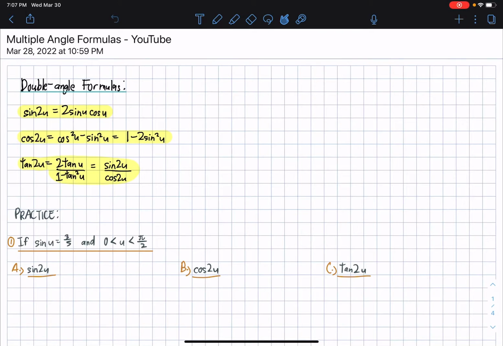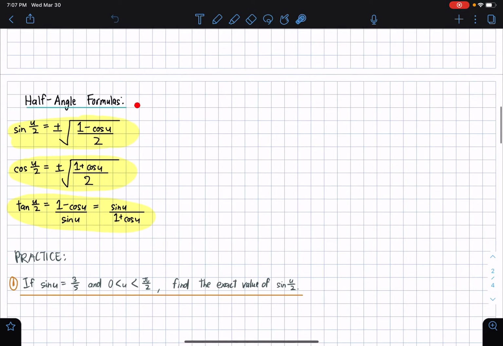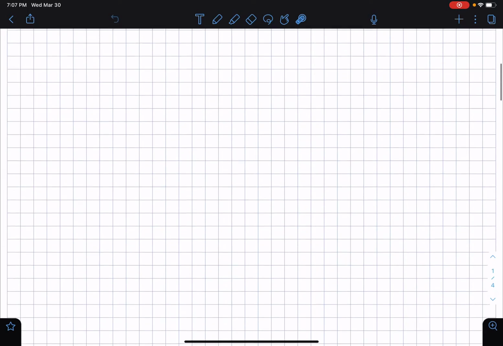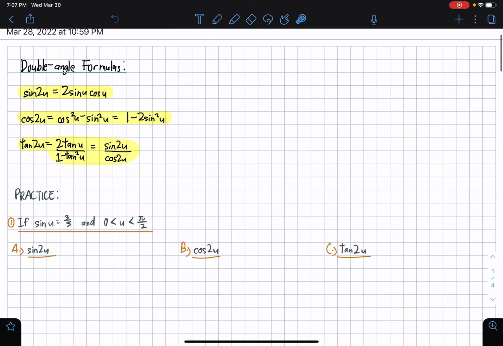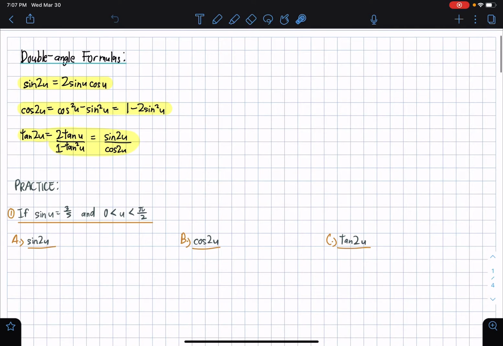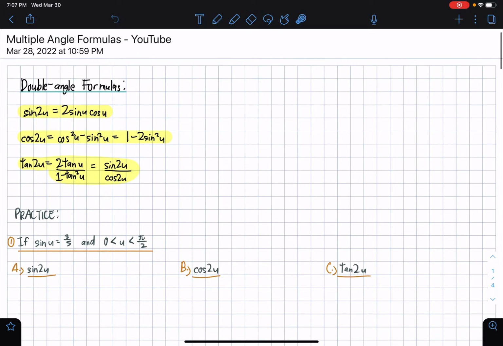In this video, we will be talking about the multiple angle formulas. Basically, the multiple angle formulas are divided into two parts. We have the double angle formulas and half angle formulas. For each of them, we will be having a practice question, at least one, which will be primarily based on the formula above it.